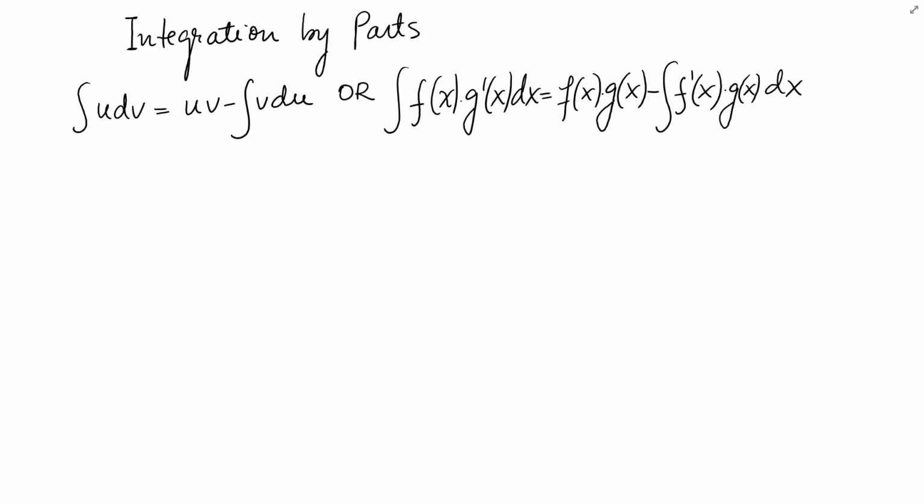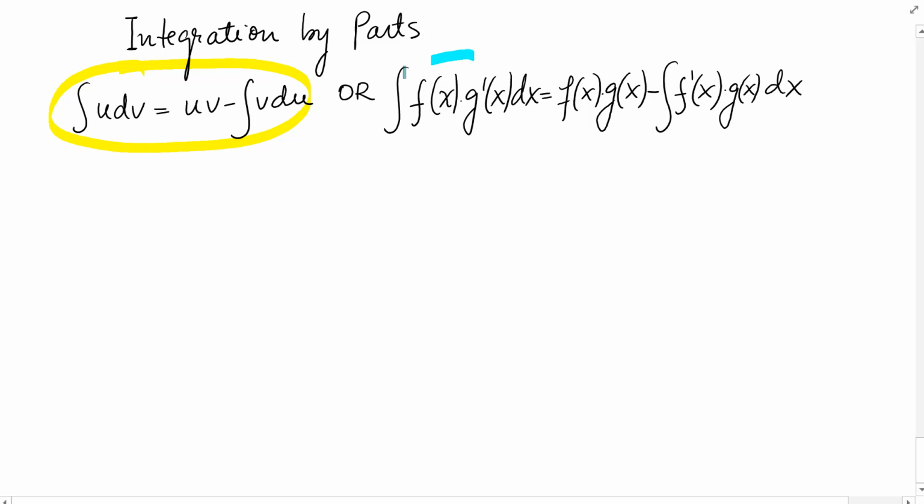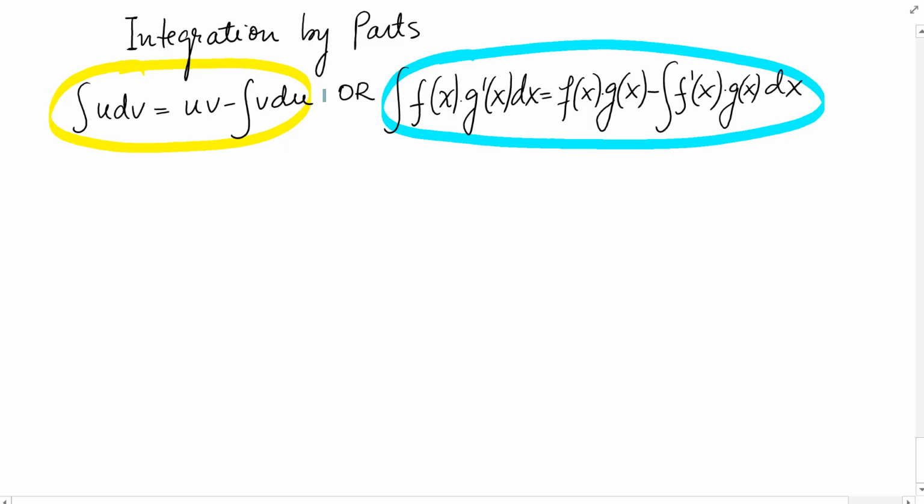In this video, I'm going to solve a problem using integration by parts, and I'm going to solve it using my favorite method. The popular method is using this formula, integral of u dv equals uv minus integral v du. But my favorite method is when I use this formula, integral of f of x times g prime of x dx equals f of x times g of x minus integral of f prime of x times g of x dx. So how does this blue method work?